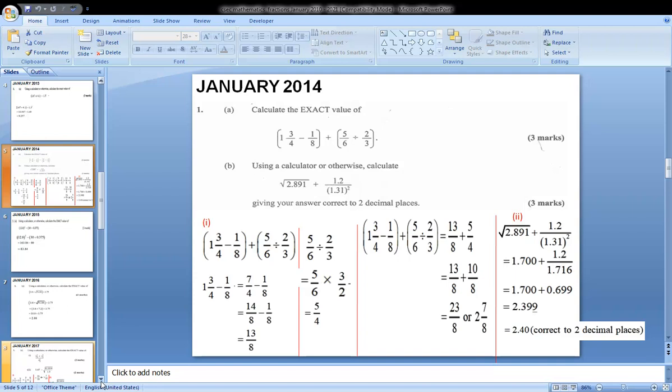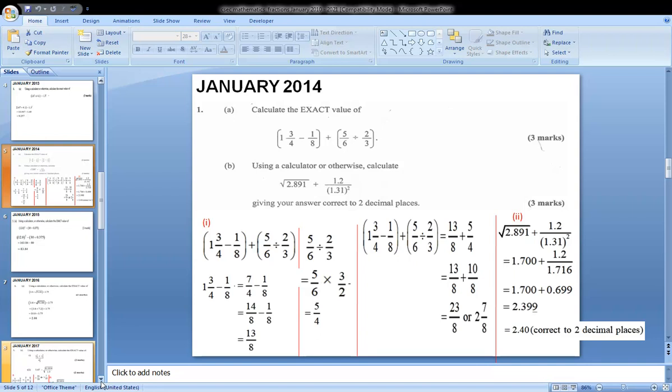So when we divide 1.2 into 1.716, we got 0.699, and now we can add it to 1.700, which gives us 2.399. But they ask us for something.